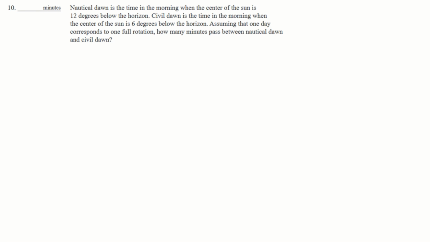Question number 10 reads, Nautical dawn is the time in the morning when the center of the sun is 12 degrees below the horizon. Civil dawn is the time in the morning when the center of the sun is 6 degrees below the horizon. Assuming one day corresponds to a full rotation, how many minutes pass between nautical dawn and civil dawn? Okay, so we're looking at a difference from 12 degrees to 6 degrees.